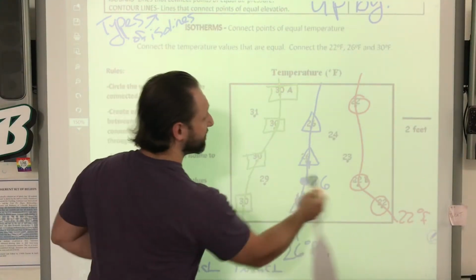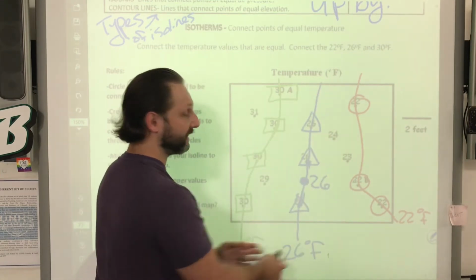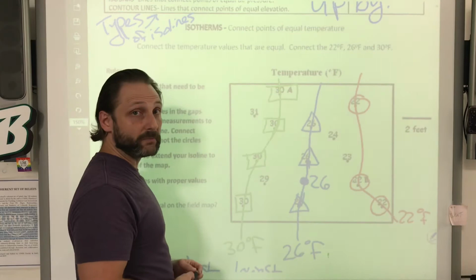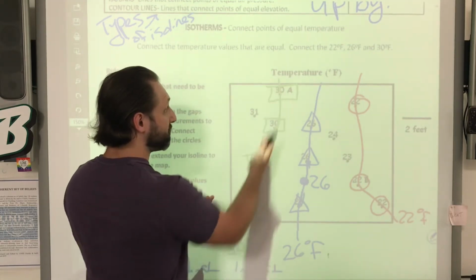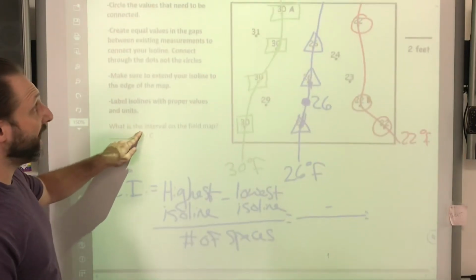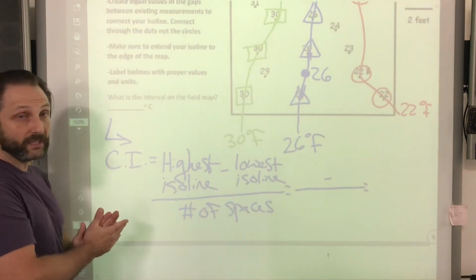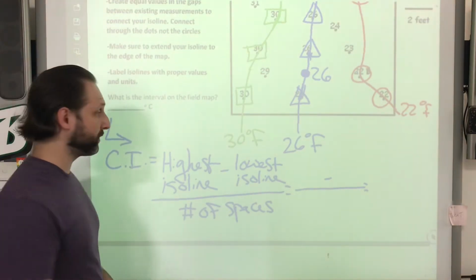And we can use this same method to get our way through the rest of the map so that we can extend and label what that isotherm is worth. Same thing happens with the 30. Now, down here, I'd like to introduce how to utilize the contour interval formula. I've abbreviated it for space purposes.